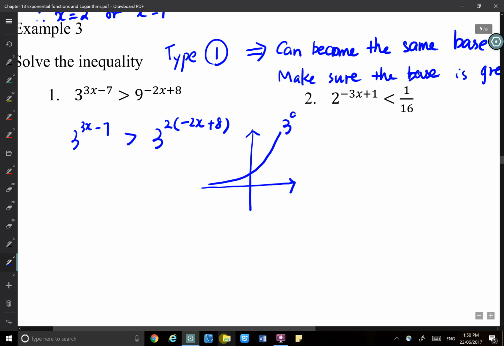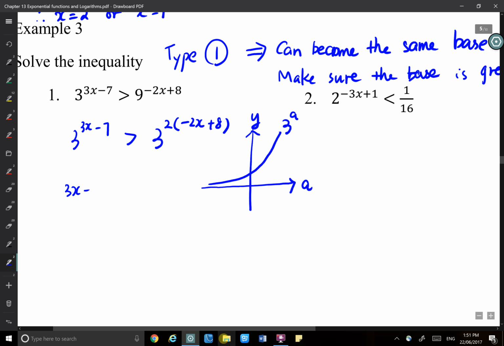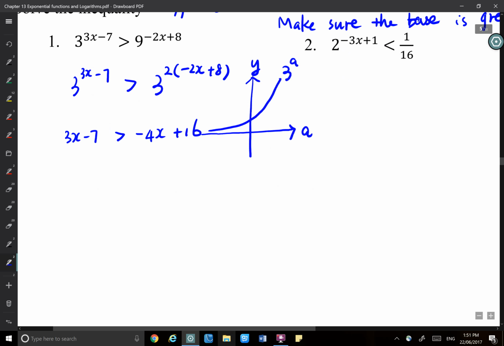That's 3 to the power of a. Let's say that's a, that's the y value. So you want a larger y value. What do you need? You need a larger a. The power needs to be larger to get a larger y value. 3 to the power of 4 will be greater than 3 to the power of 3. Therefore, 3x minus 7 needs to be larger than minus 4x plus 16. 7x will be greater than 23. x is greater than 23 over 7.